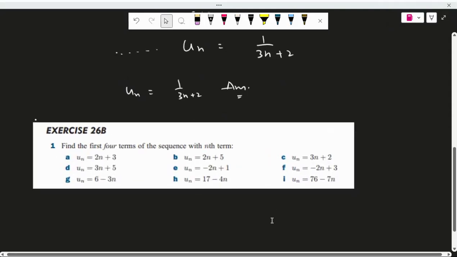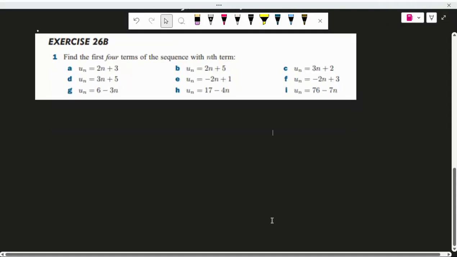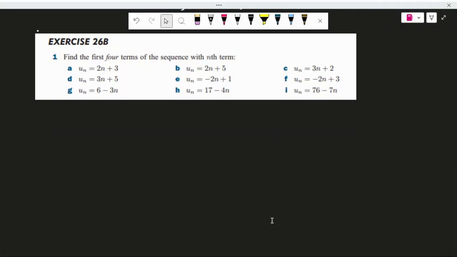Exercise 26B, question 1. Find the first 4 terms of the sequence with nth term. So we will do just 3-4 questions from this. Let's do E part, F part, and I part. These 3 parts. Question 1E is Un equals minus 2n plus 1. You need to find the first 4 terms.